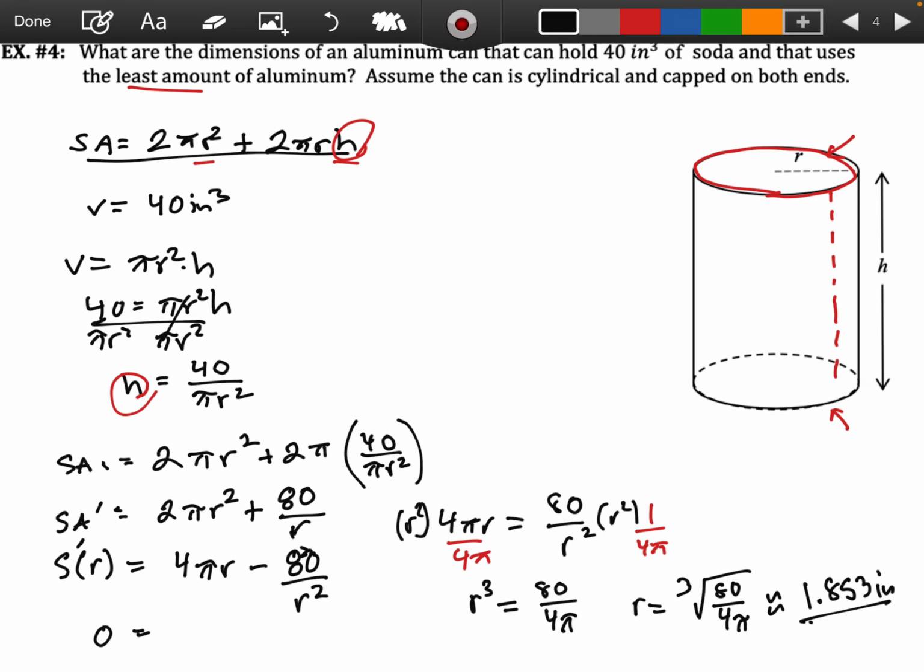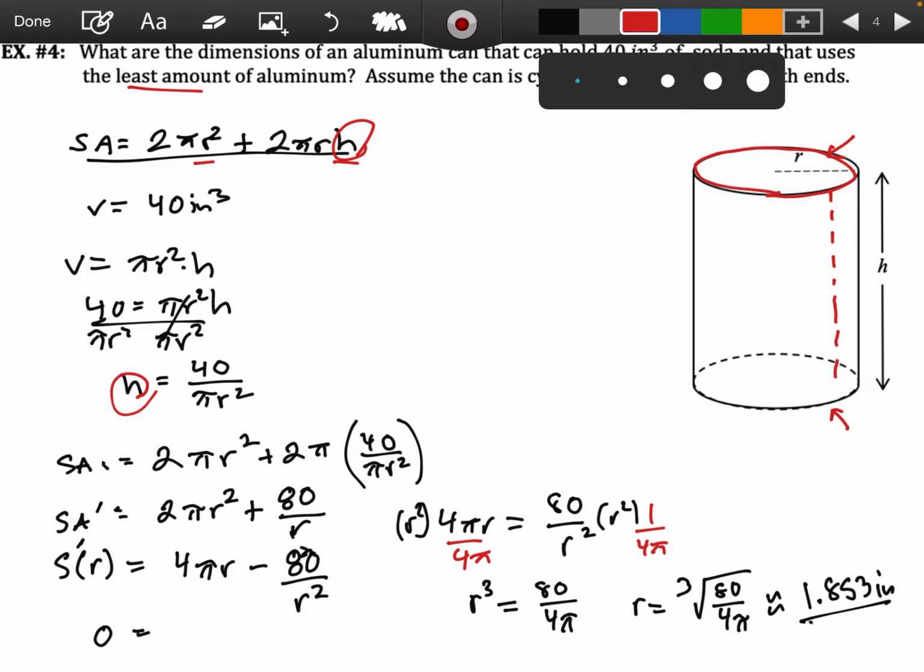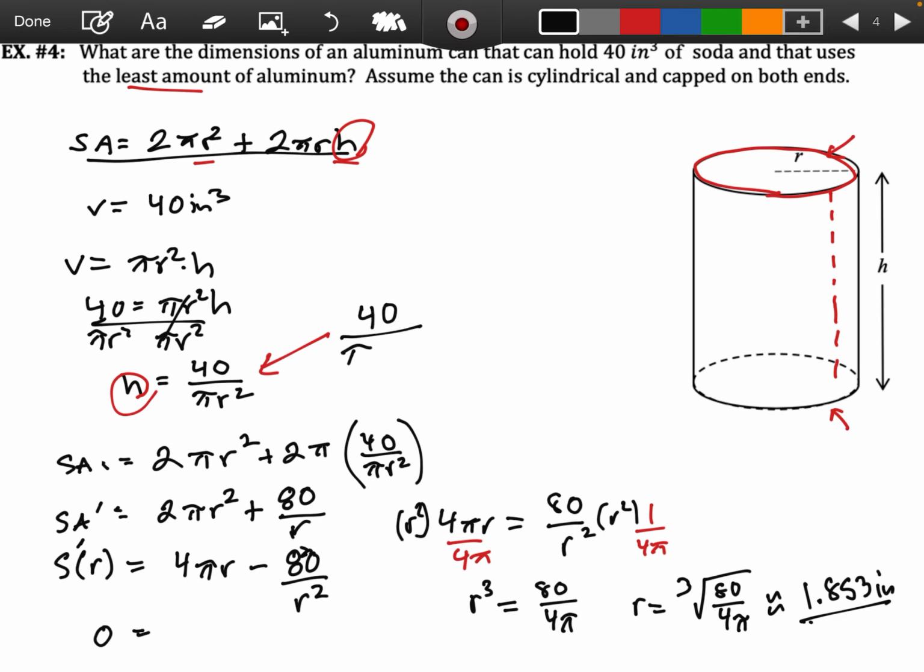So we got r, but they said they want the dimensions. So what's the other dimension? Well, the other dimension is going to be h. And how do I get h? Well, the good thing is that we already have an equation where we have solved for h. So if I plug in my r, and again, at this point, you could probably just use this approximation, and it'll be okay. It's not going to be exactly equal. If you want to be more precise, then you should use the cube root of 80 over 4 pi. But the approximation is fine.